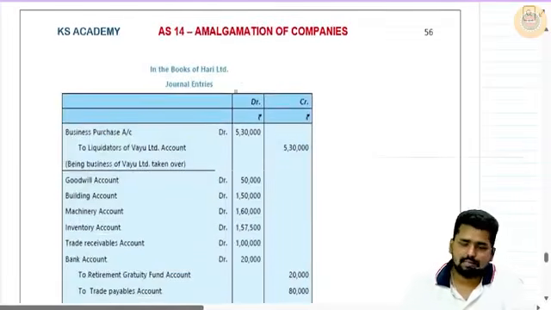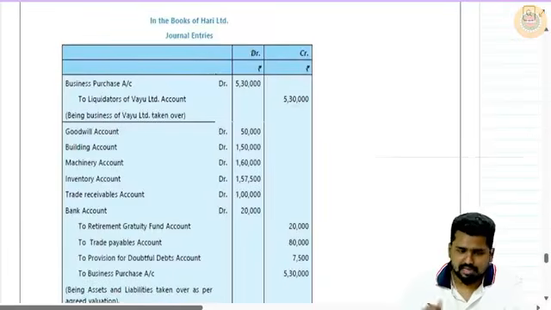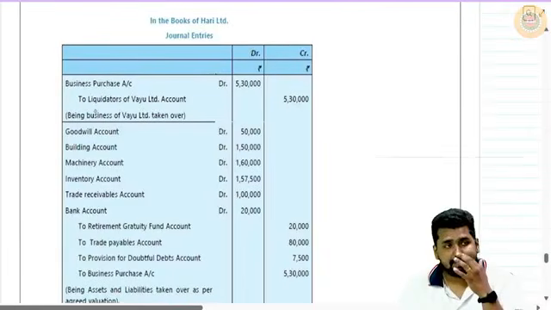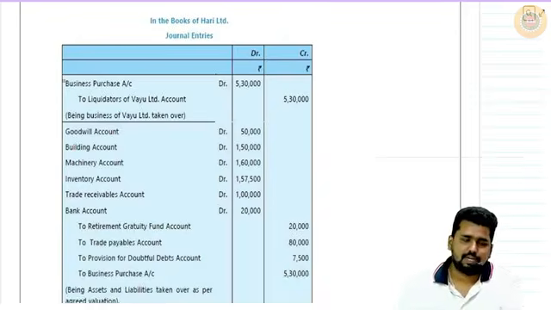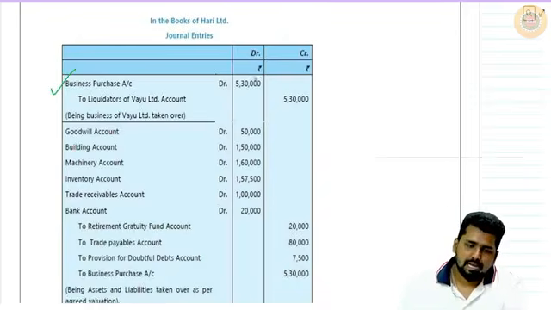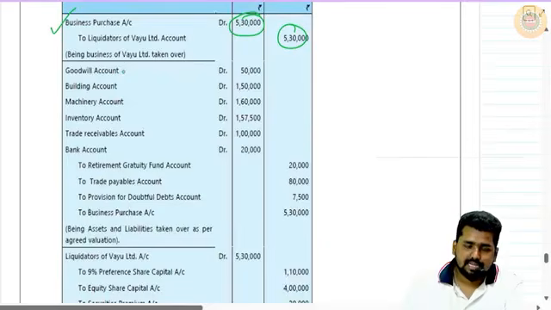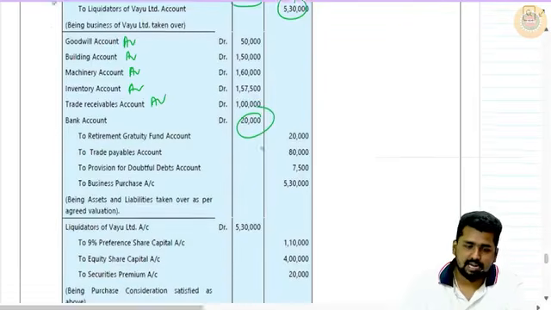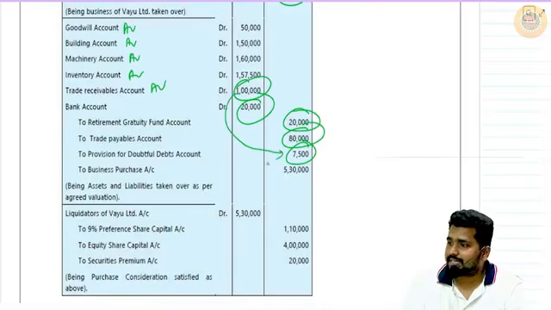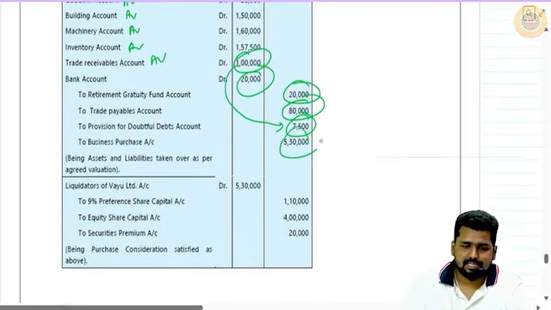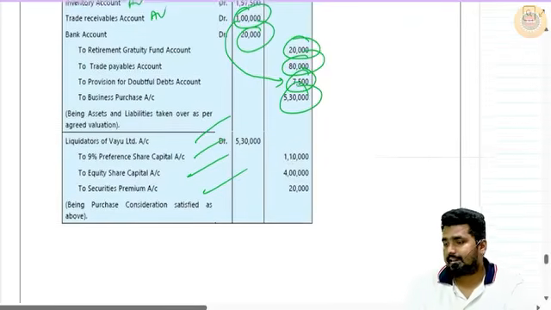Correct? Now in the books of the purchasing company, the same entries. This is what method? Merger purchase, because assets are not taken at book value, they are taken at revised value. So the first entry is business purchase to liquidator, PC 530. Correct? Assets taken over at agreed value. And bank also, whatever is the 20 is taken. Gratuity they are taking at 20, 80. PDD, you remember, against this they are creating 7.5%, that also we take, reversing the business purchase account. Clear? And when you settle, you settle like this.